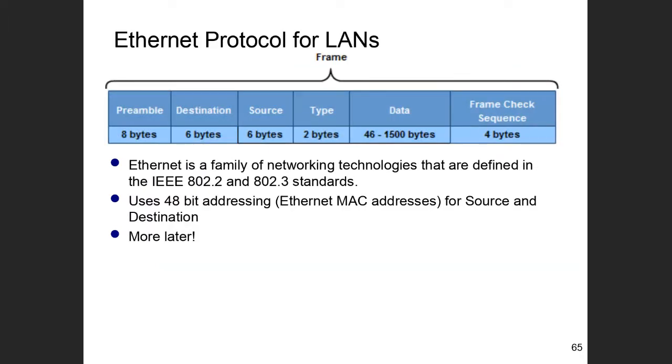So Ethernet is commonly used in local area networks. The IEEE 802.2 and 802.3 standards for Ethernet use 48-bit MAC addresses for source and destination, and we'll have more of this in a later chapter.